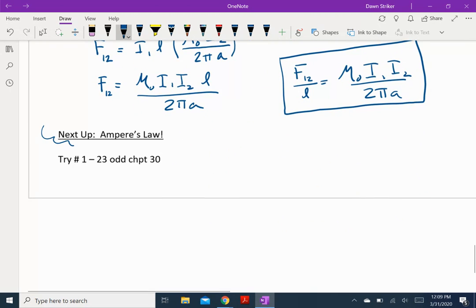Next up is Ampere's law. So that's coming. That is section 33. And so I will post a video for that by the end of the week. But between now and then, if you would try to work 1 through 23 odd.